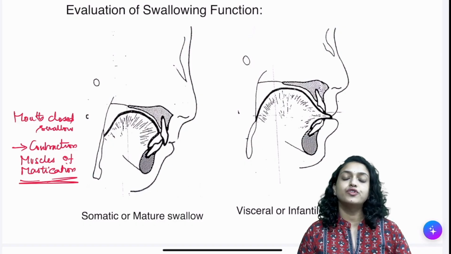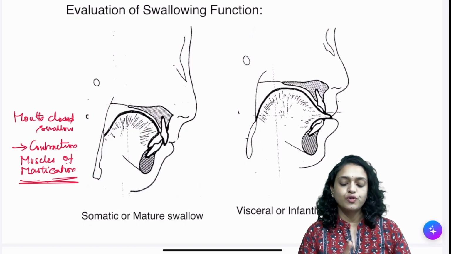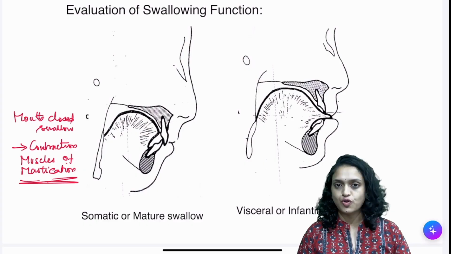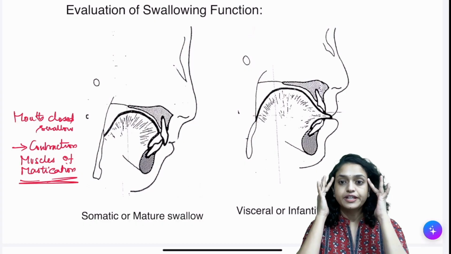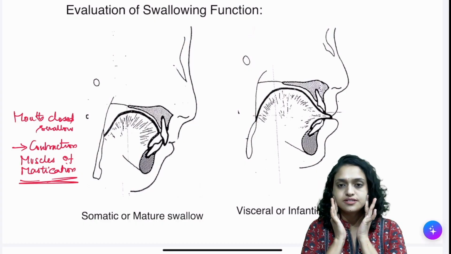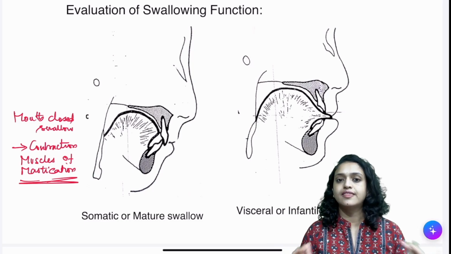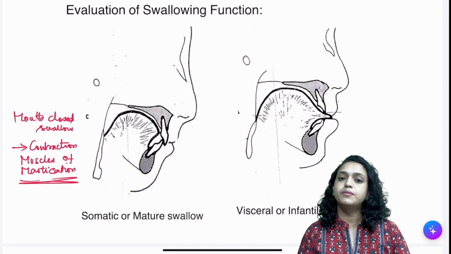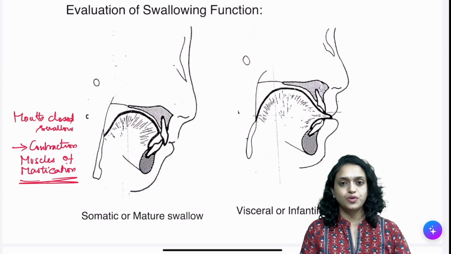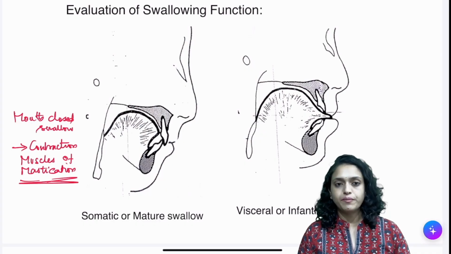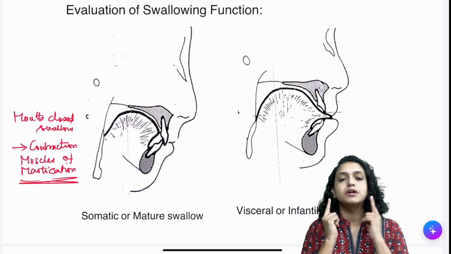So if you have to differentiate mature swallow and infantile swallow, ask the patient to swallow and palpate the temporalis. When you swallow, the temporalis contracts, the masseter contracts. So you know that that is not infantile swallow, it is mature swallow. This will be positive even in patients with tongue thrusting, because it is called a tongue thrust swallow, but not an infantile swallow.